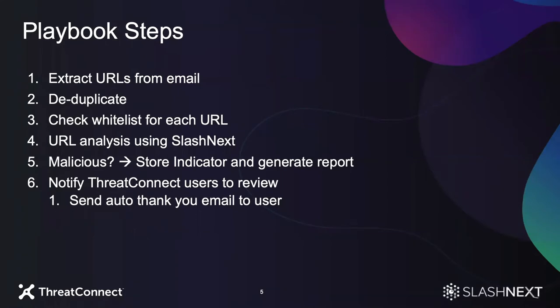Then we're going to do our URL analysis using the SlashNext app within the ThreatConnect platform. Should we have those malicious results, we're going to store the indicators, each one of those URLs, and we're going to generate a report. It's an HTML-based report, and we'll get a look at that after we go through the playbook. Once we've done that, we're going to notify the ThreatConnect users within the ThreatConnect platform, those that are supposed to take a look at this information and take whatever further steps have been defined. And then we'll send an automatic thank you email to the user that submitted this information to let them know we appreciate them participating in this process.